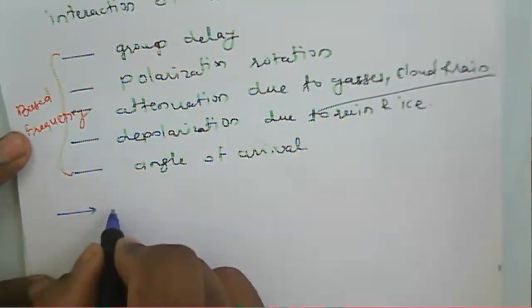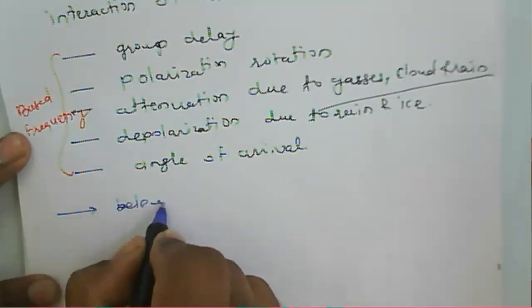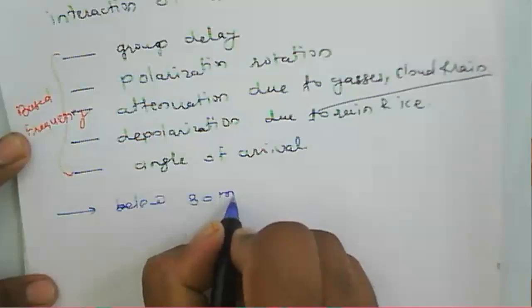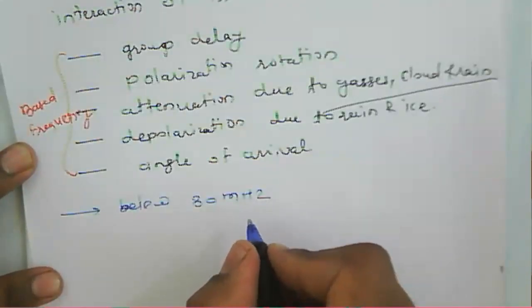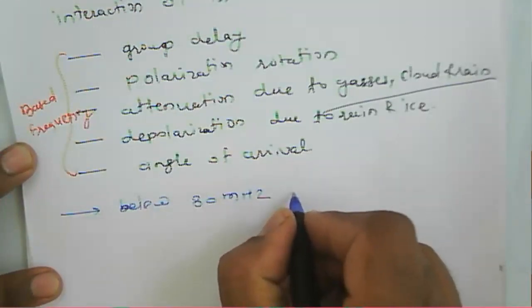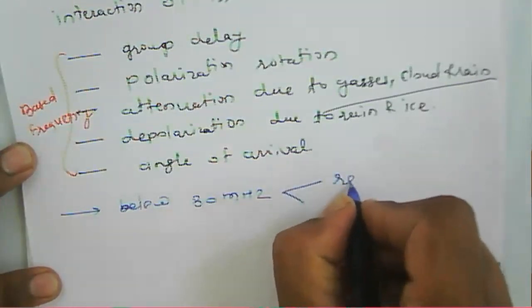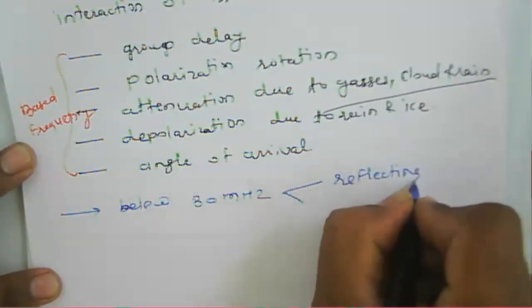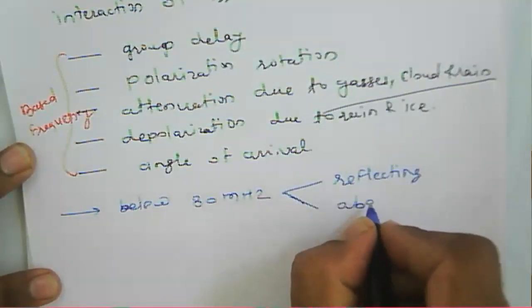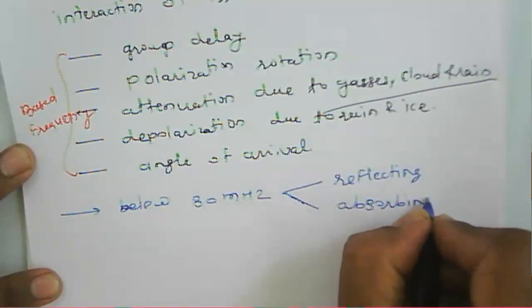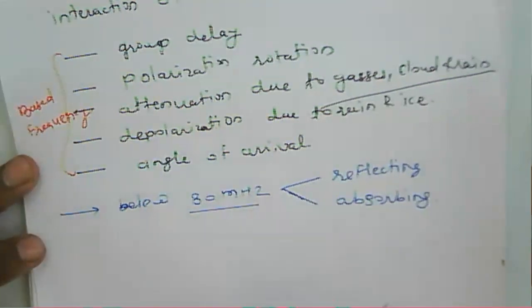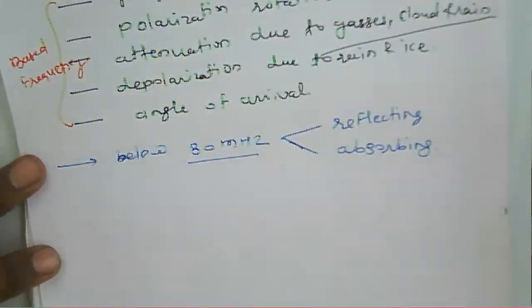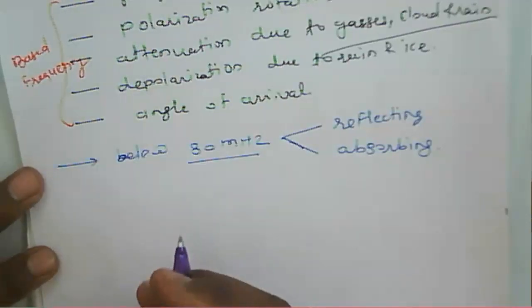So generally we say that when we transmit a signal below 30 megahertz, what happens? That signal will be reflected or absorbed. If you transmit a signal below 30 mega, that's why we say that satellite communication cannot take place below 30 megahertz of frequency.